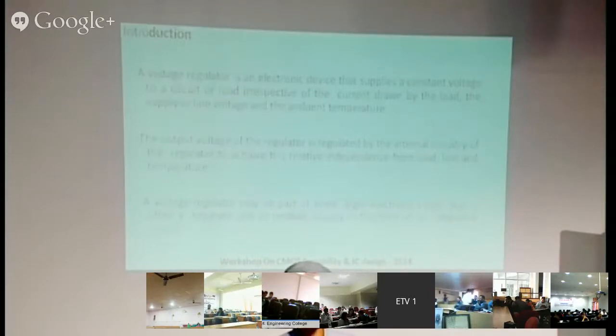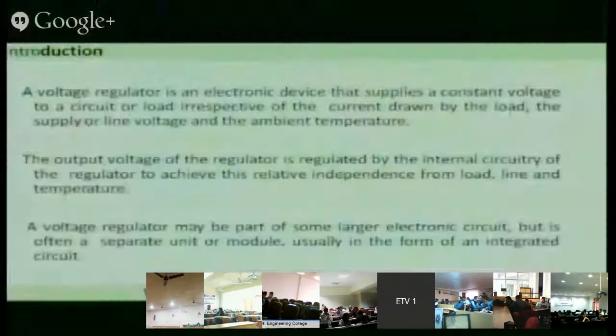Why is it known as linear? Because earlier, when these voltage regulators were made, they were made using BJT transistors, bipolar transistors, and bipolar transistors were used in the linear range of operation. That is how the name came, the linear voltage regulator.